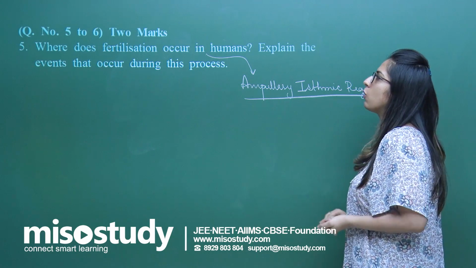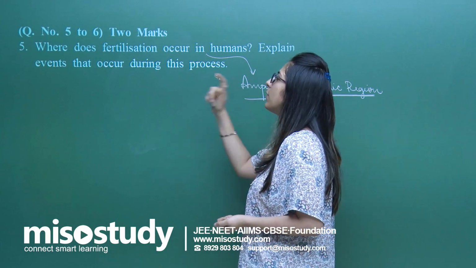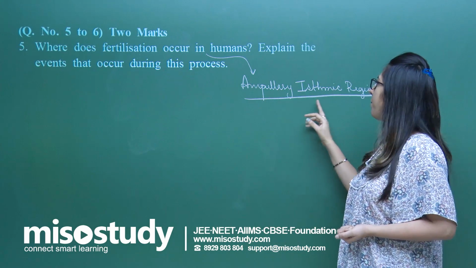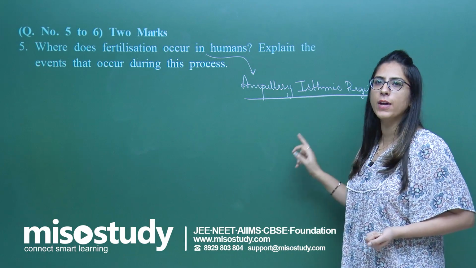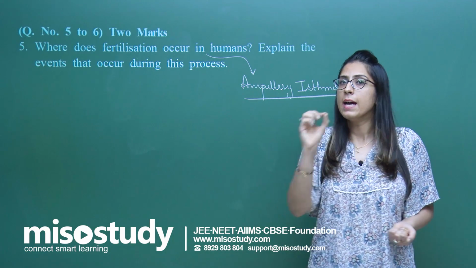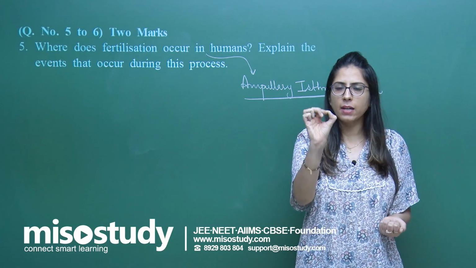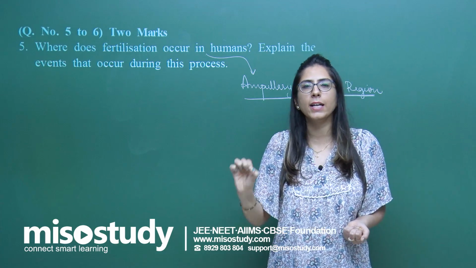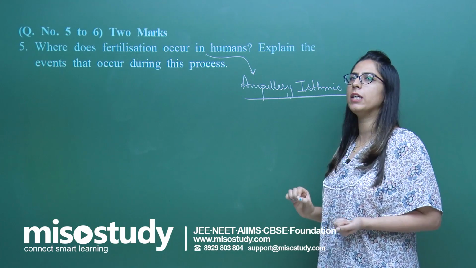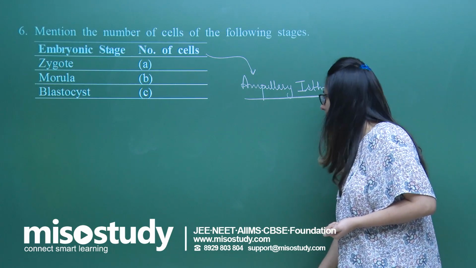So, this was question number 5. How to attempt such questions? First of all, you have to write about where this fertilization happens: the ampullary-isthmic region of the fallopian tube. Then you have to explain the whole process. Write down each and every step one by one, starting from the entry to the end. So, point-wise, you have to attempt each of these questions. So, let's talk about the next question.